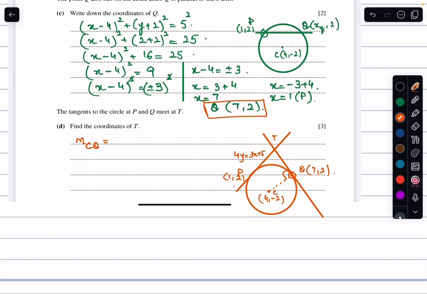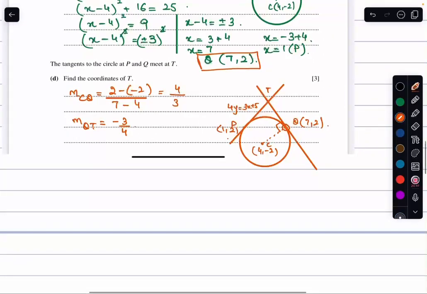So if I get the gradient of CQ, it should be equal to 2 minus 2 divided by 7 minus 4, and this shall be equal to 4 divided by 3. So the gradient here is 4 by 3, therefore the gradient of QT needs to be the negative inverse, meaning it should be negative 3 by 4. So Q has coordinates 7 comma 2. The gradient of QT is equal to negative 3 by 4.